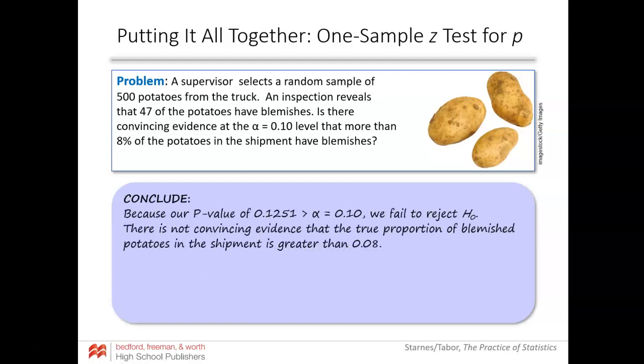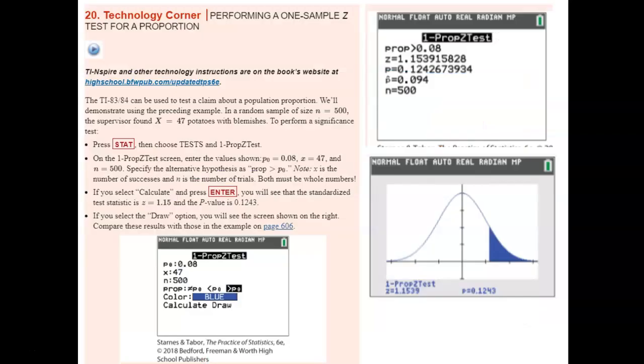Now the p-value comes out to 12.5%, which is greater than the significance level. So remember the rule, if the p is small, reject the null. So in this case, we don't have enough evidence to reject the null hypothesis. So we're going to say there is not convincing evidence that the true proportion of blemished potatoes in the shipment is greater than 8%. That's our conclusion.